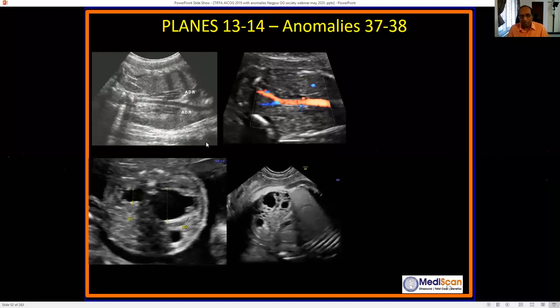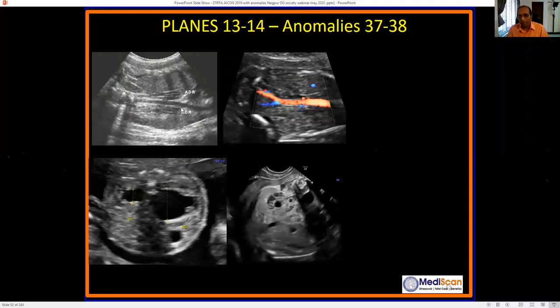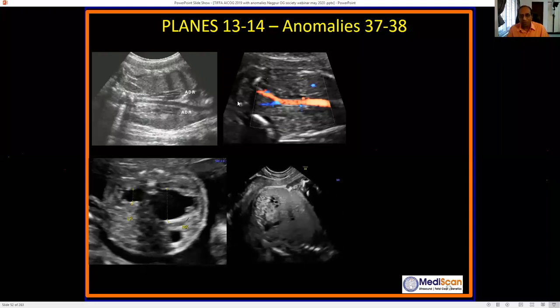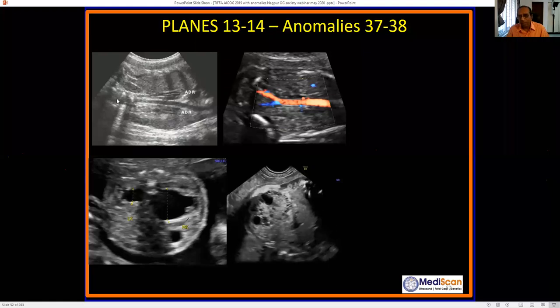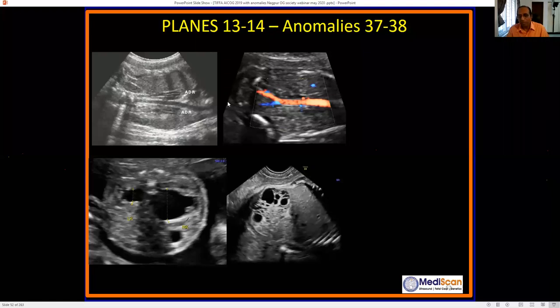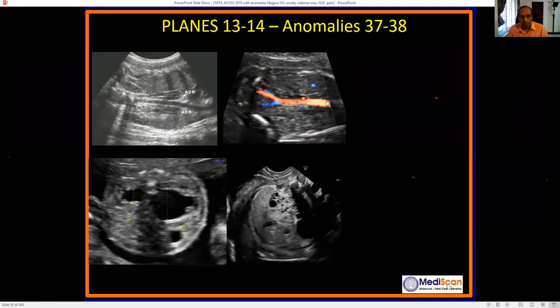And this plane 13-14, in all fetuses we do a coronal section of the body with the aorta, which is running there. And we always switch on the color. When we switch on the color, we expect on both sides the kidney to be present and the two renal arteries to come on both sides.